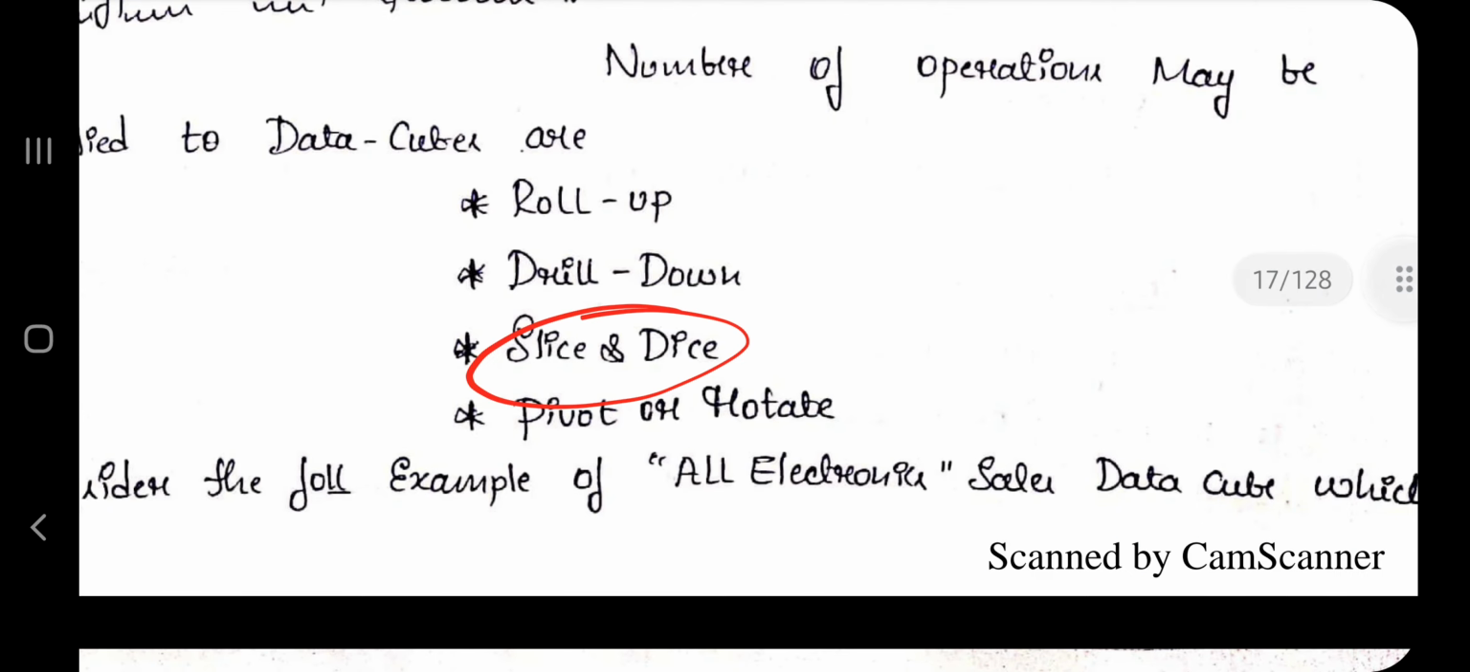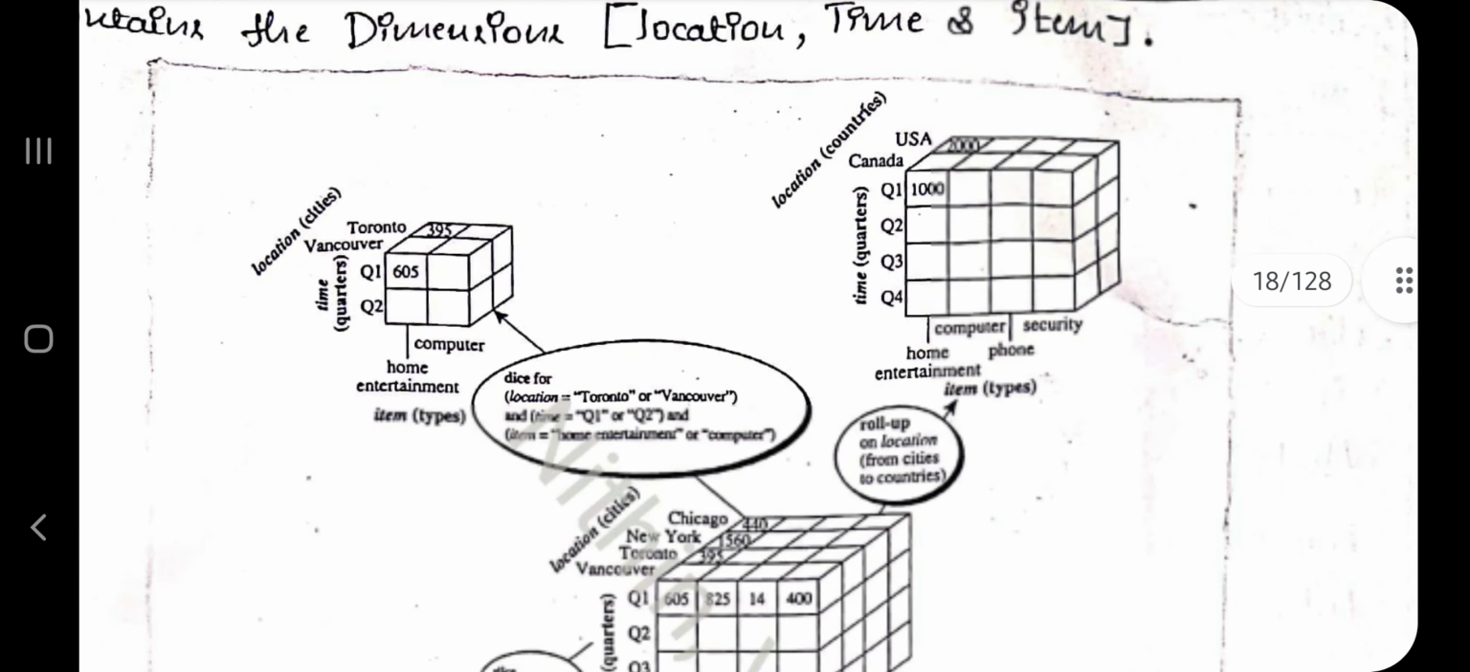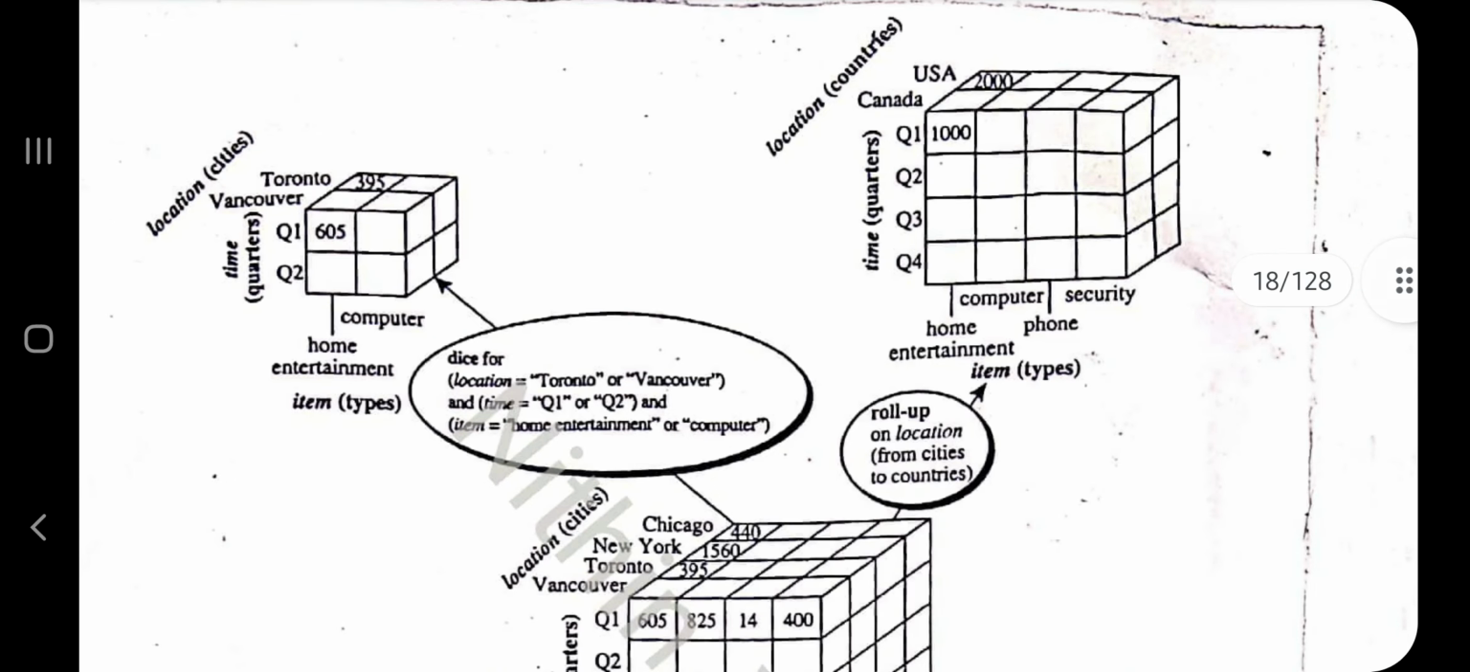Then we have slice and dice. What is slice and dice? Slice means the horizontal cut, dice means the vertical cut. If you do slice and dice, it will become a small cube, right? I'm just interested in seeing what happened in quarter 1 and quarter 2 for Toronto and Vancouver, so I need not require the whole cube, right?